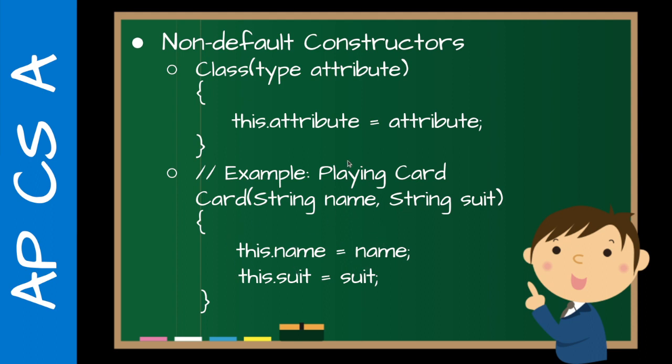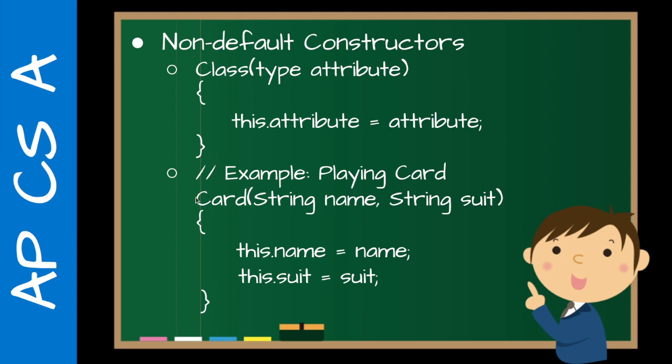So this.name equals name, or this.suit equals suit. Now we could do just card without the arguments, and then do card.setName, card.setSuit. That is possible as well. But what we can do is to shorten that, we can just do it when we create the object. So the constructor is a special method that is called when the object is created, when it's instantiated.